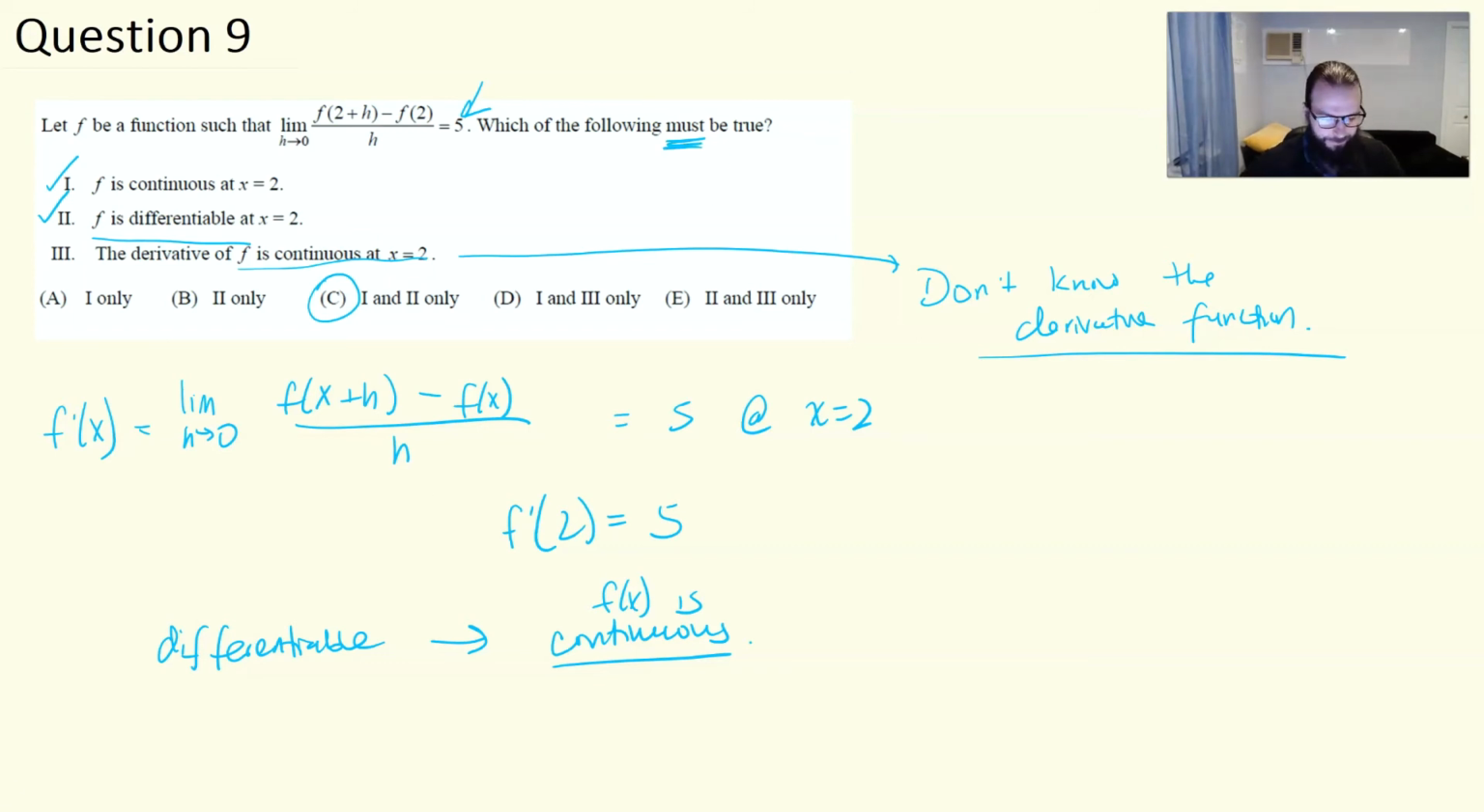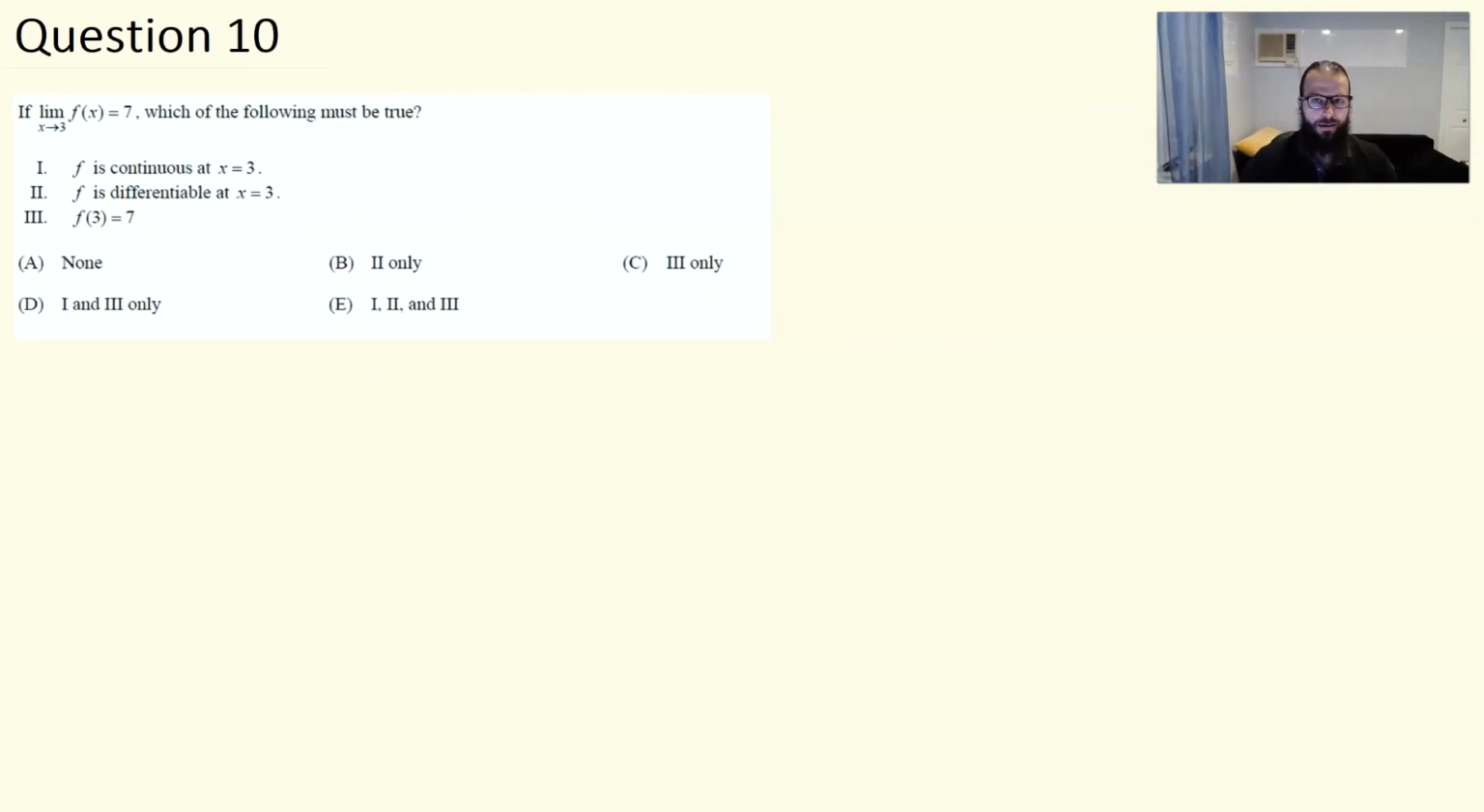This is question number 10 on our Chapter 1 Limits Review quiz. And what we have here is a definition question. So we have the limit as x approaches 3 of f of x is equal to 7. And the question is, which of the following must be true? And this is really important because all of these things may be true, but it doesn't actually mean that they must be true. The answer here is actually going to be choice A.